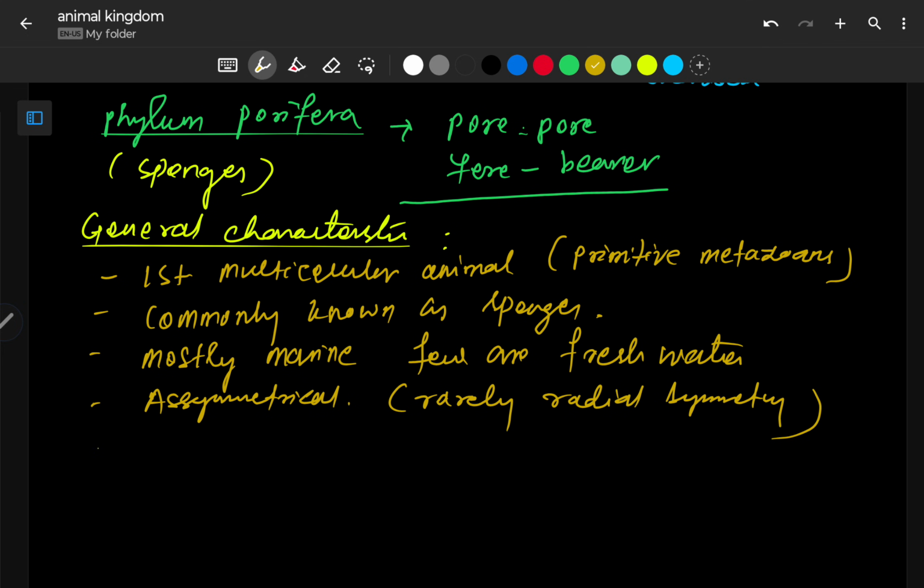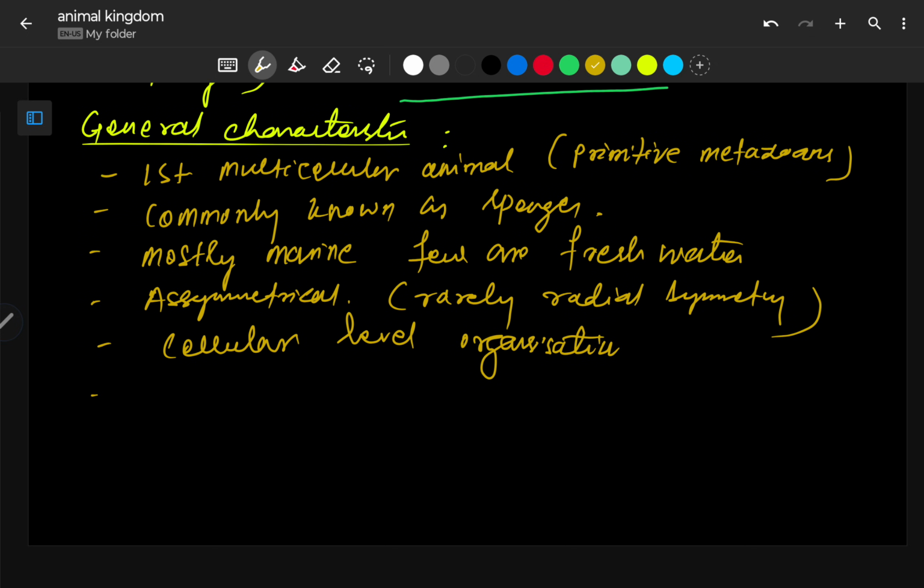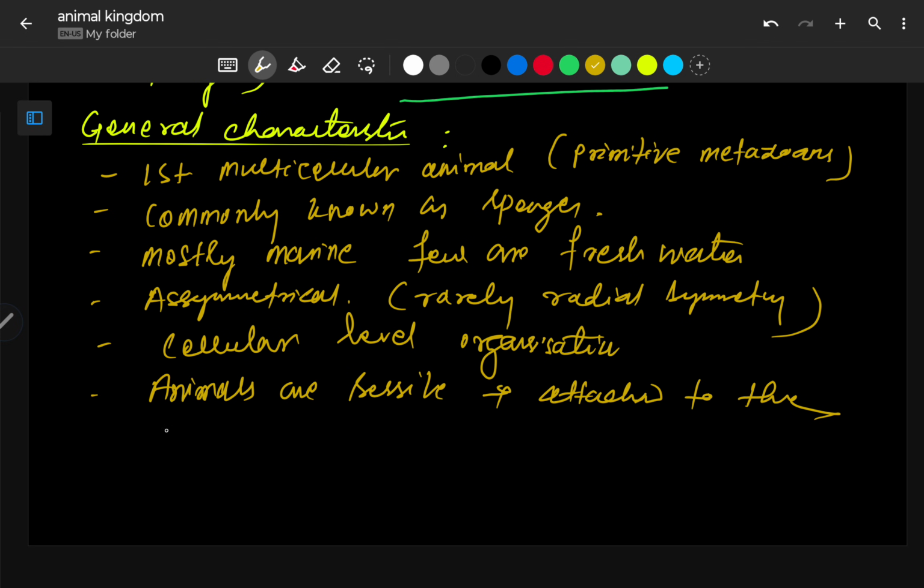So they have cellular level organization. Okay, so that we have already discussed. So here the animals are sessile. Sessile means attached to the substratum. They remain attached to some surface.